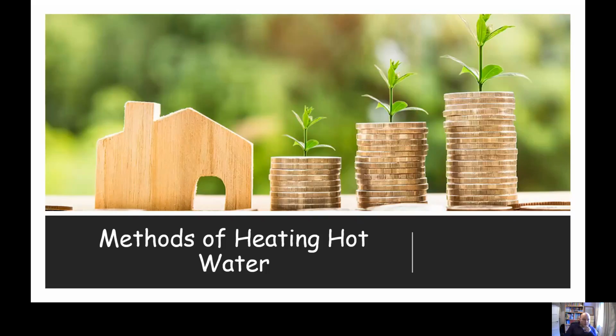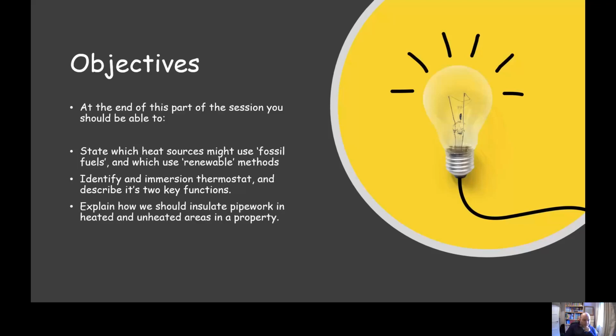Now we're going to look at methods of heating hot water. The key objectives for this part of the session are for you to be able to state which heat sources might use fossil fuels and which might use renewable methods. Also identify what we mean by fossil fuels, things like natural gas, coal, diesel, kerosene.